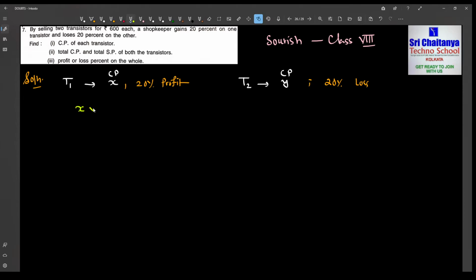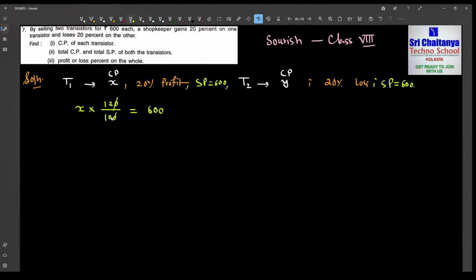So what we know is that an object whose cost price is 100, we have to sell at rupees 120. The transistor whose cost is X rupees, we have to sell at X into 120 over 100, and this is given in the question as 600, the selling price. Each transistor we sold, SP is given as 600. So from here we can easily calculate the X value.